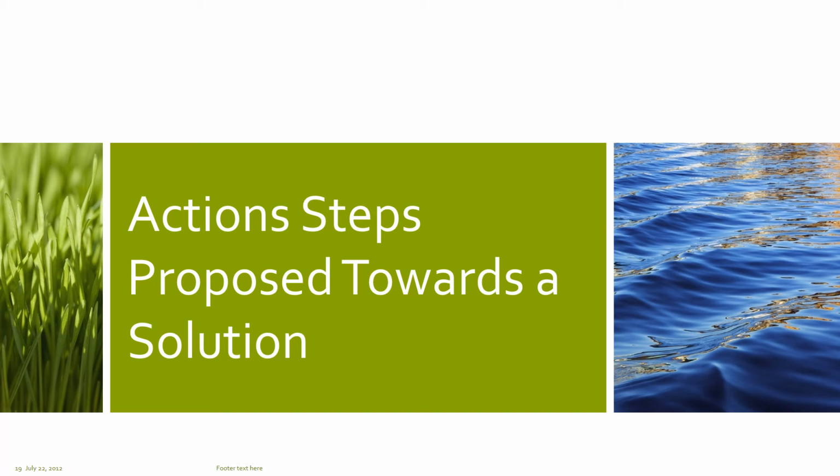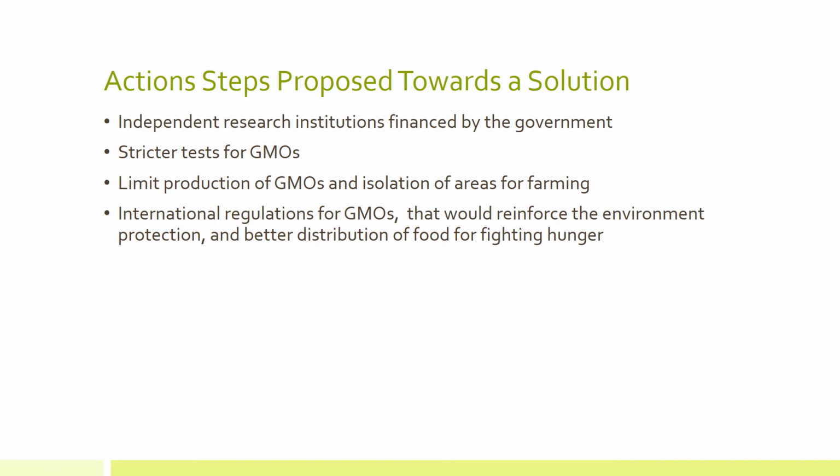Action steps proposed towards a solution. A proposed action would be to have more funding towards independent research, since the technology used is new, from the 1970s to present. It's not enough time to evaluate the real risks of GMO. Plus, more regulation towards the cultivation of monocultures, the GMO ones, to preserve local and natural crops. So it is important to have boundaries between monoculture crops and the different natural types.